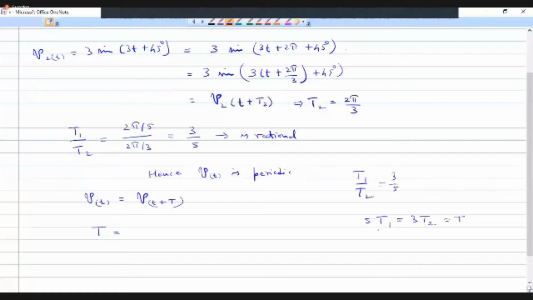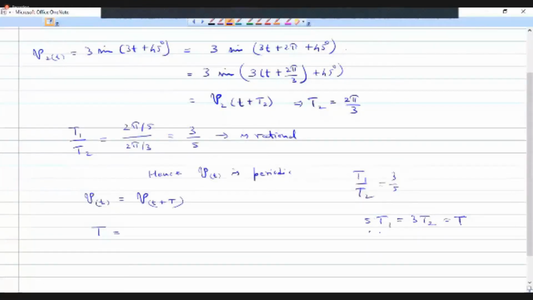On cross multiplying this ratio, we have already found out what is t1 by t2, which is 3 by 5. I cross multiply this, I can write 5t1 is equal to 3t2, which is the time period of the new signal, which is the sum total of the two functions. I hope you understand. You can take any one of these and find out the ratio.